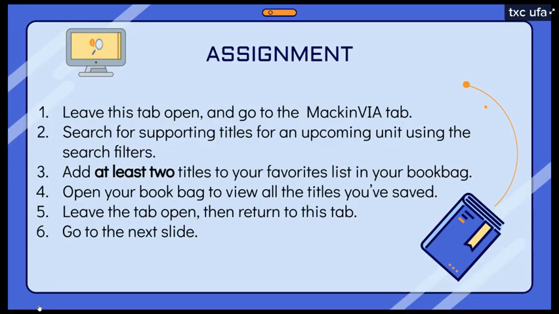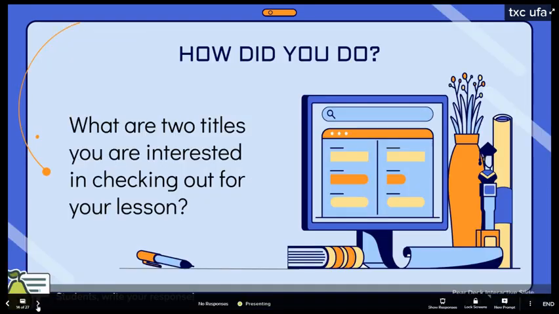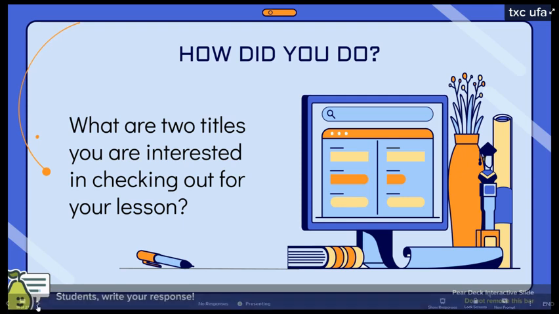So here's the task. Use the search filters to locate and favorite at least 2 books that you could use in an upcoming lesson. You can find more than 2, but you need at least 2. Keep this tab open to refer back to the directions. So I can tell you're really excited about all those books you found. Tell me the names of 2 titles that you're interested in checking out for your lesson.